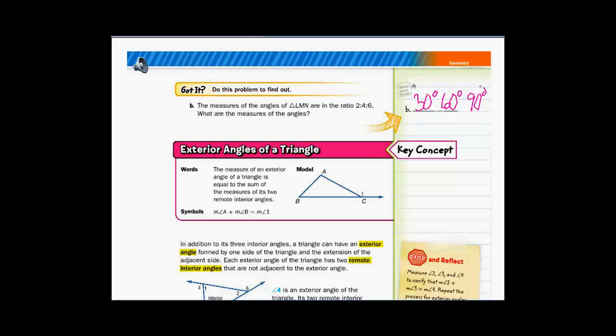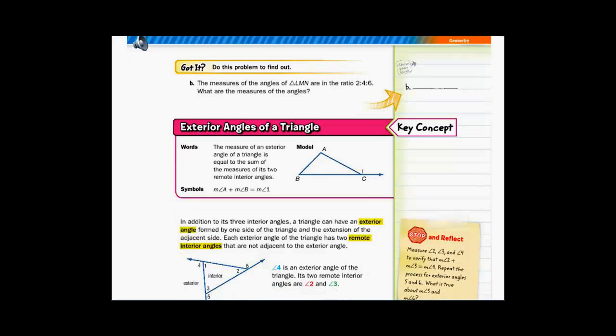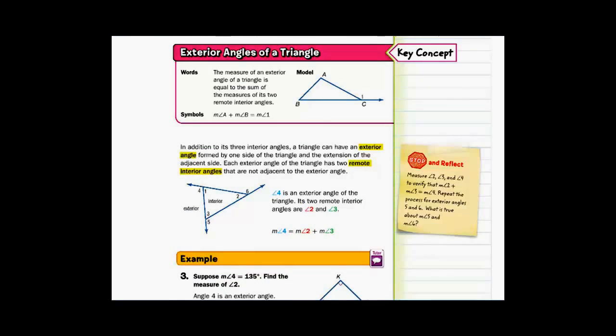Okay. So far, we've only talked about interior angles. Just like alternate interior angles, they are the angles that are inside of the parallel lines. So interior angles of a triangle are the angles that are inside the triangle. Now we need to talk about exterior angles. This is probably something you've not really thought about before, but there are angles outside of the polygon itself.